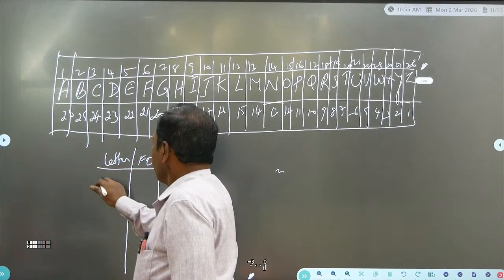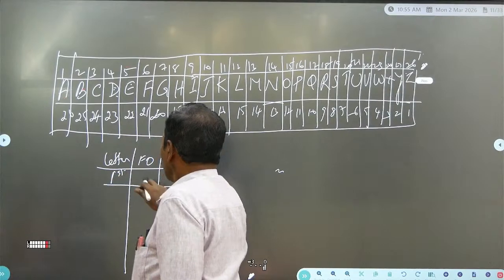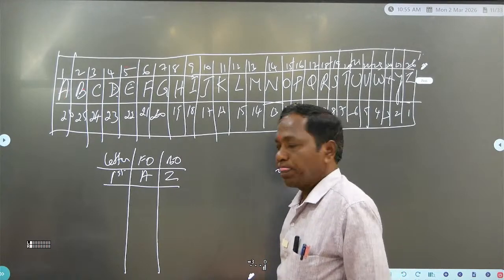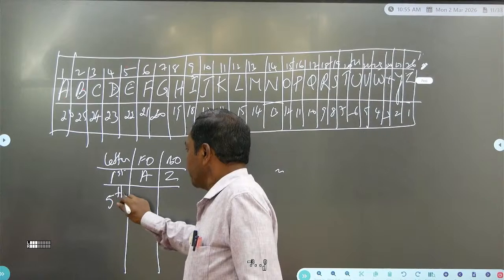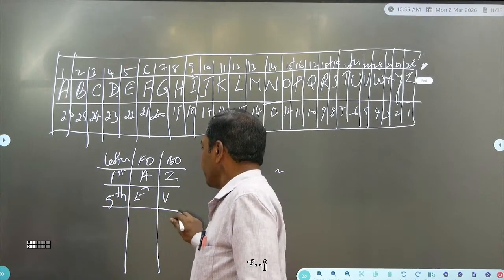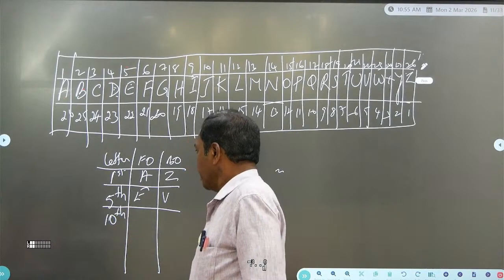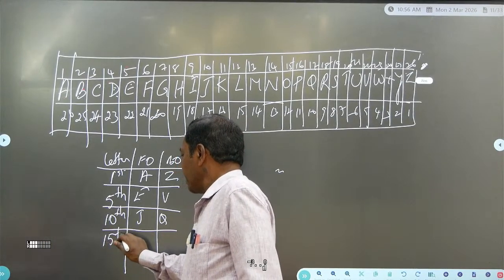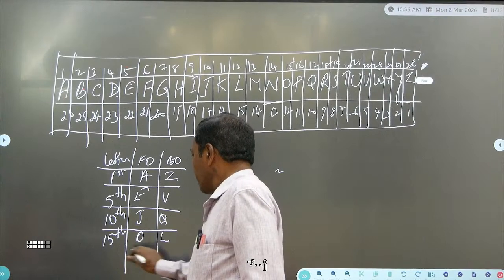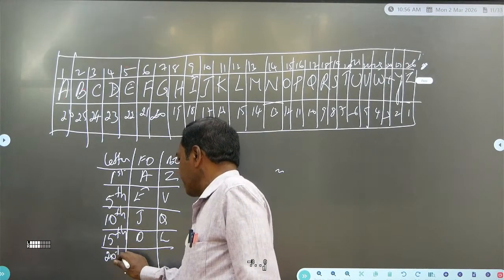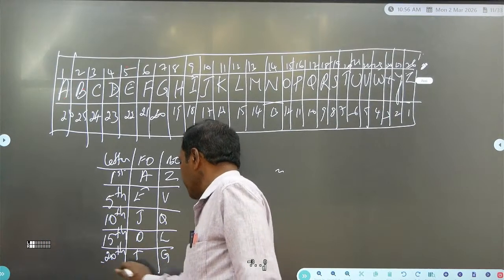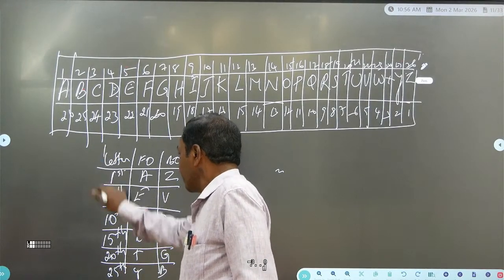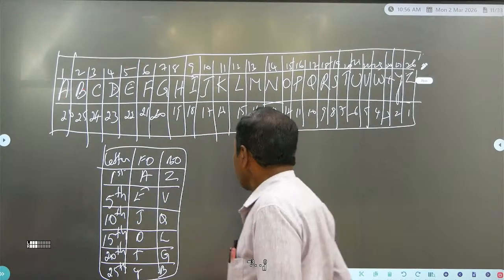Letter. First letter: forward order A, backward order Z. If you start from the backward order, first letter is Z. Fifth letter E, reverse order V. 10th letter J, Q. 15th letter O, L. 20th letter T and G. 25th letter Y, B. This is the one.